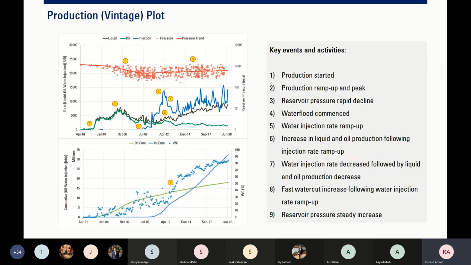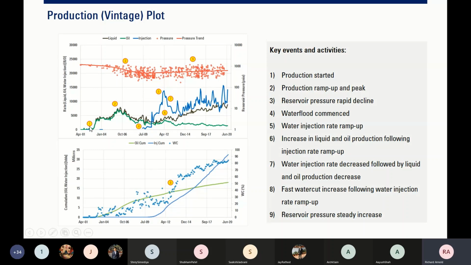The first one is, of course, the production plot, or vintage plot. It is the simplest tool that we can use, but it is actually very, very important. So we create a composite plot. Within this plot, we show oil production, liquid production, reservoir pressure, injection rate, water cut, and many other parameters in one plot. It will tell us a story regarding our field performance, and also our water flood performance.